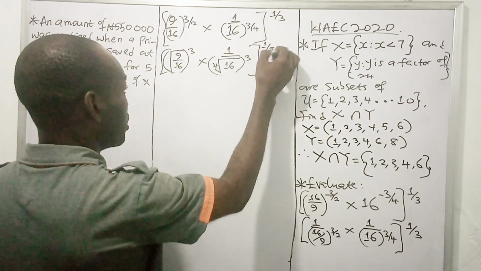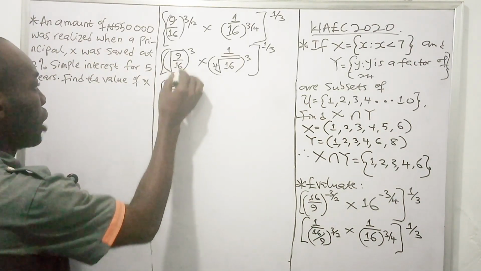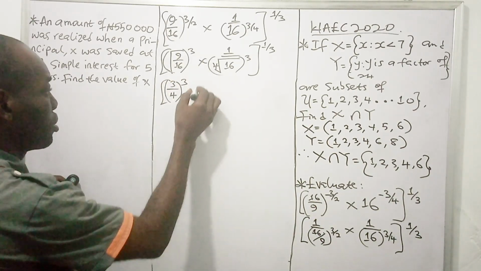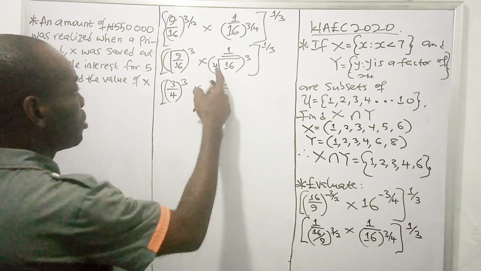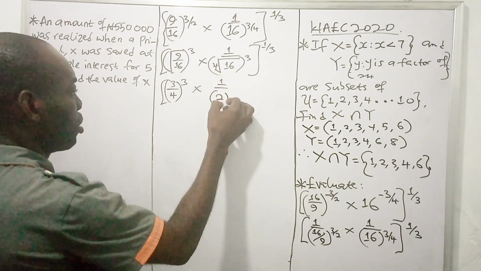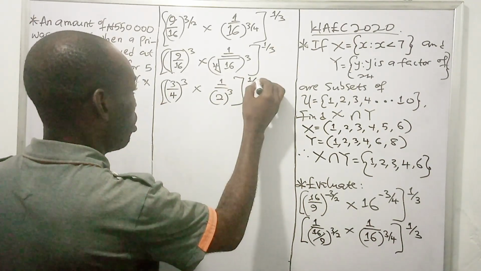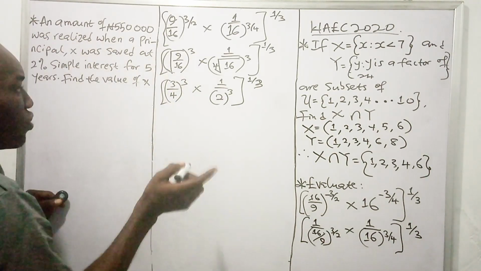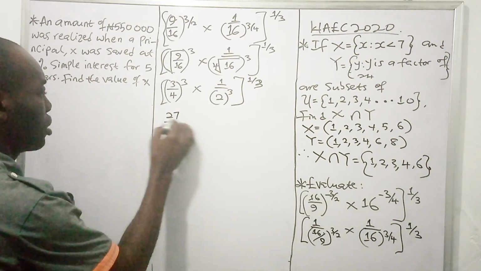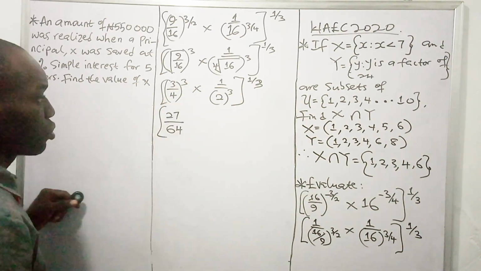1 ratio 3. So from here, the square root of 9 is 3, and the square root of 16 is 4. They are still raised to the power 3. Then the 4th root of 16 will give us 2 all cube. Then we still have our power outside the bracket, 1 ratio 3. From here, 3 cube simply means 27, that's 3 times 3 in 3 places. Then the denominator 4 cube will give us 64.